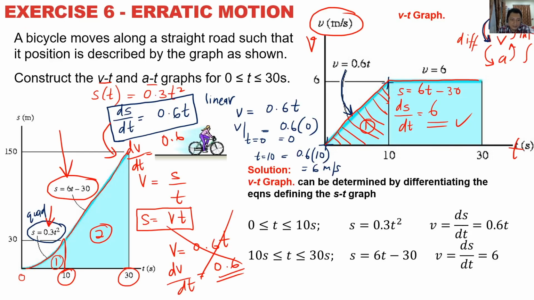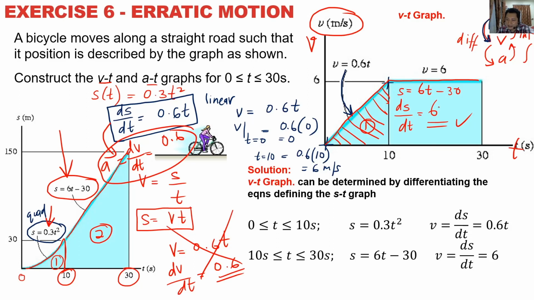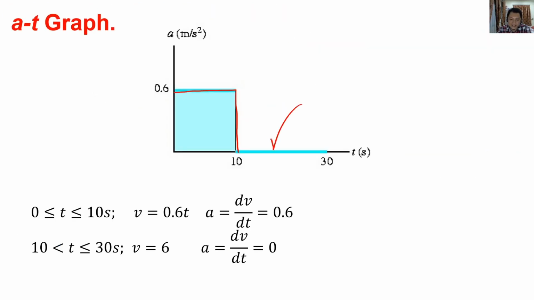acceleration. Differentiate this one more time. This one becomes acceleration lah. We did this one just now. Jadi dapat 0.6. This is 0.6. And this part. Ini ds over dt dapat 6 kan? So meaning v is equal to 6. Put one more time. dv over dt sama dengan 0. That's why you get 0.